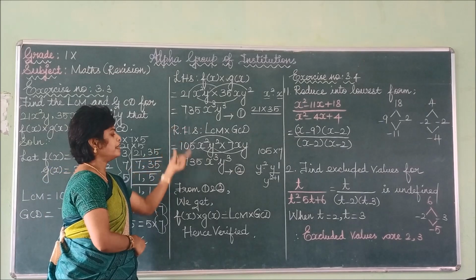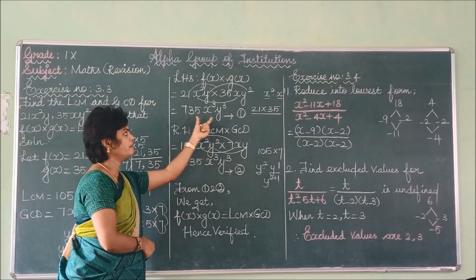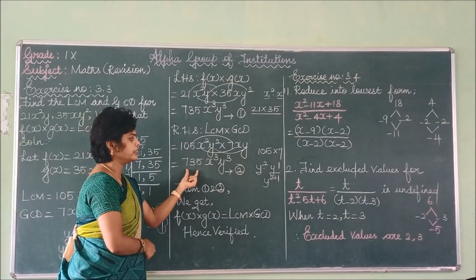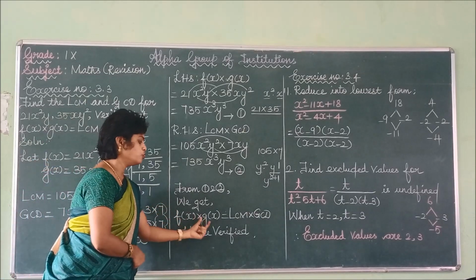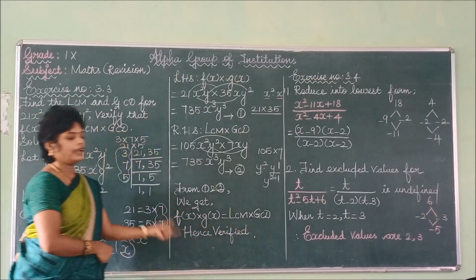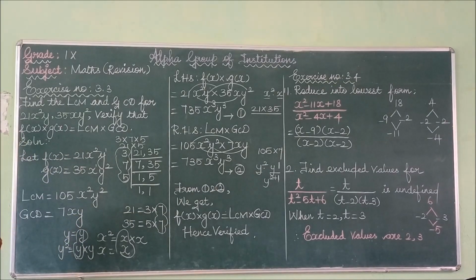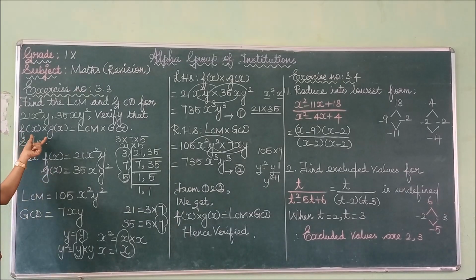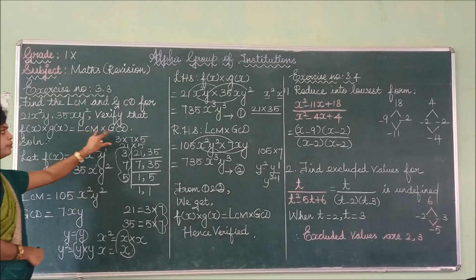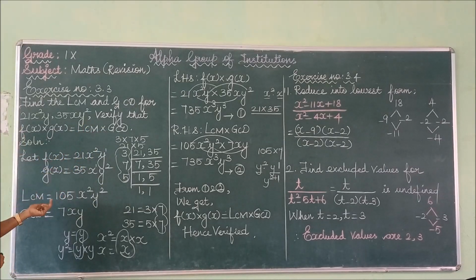So look at the left hand side and right hand side. Left hand side is 735 x cube y cube and right hand side is also 735 x cube y cube. From this we can simply say f of x into g of x is equal to LCM into GCD. Hence it is verified. If they ask you in the 1 mark or 2 mark question simply to find the LCM and GCD, you can find only the LCM using the method and the GCD using this method. But in the 5 mark question, if you have to verify the condition, first you have to find f of x into g of x, which is equal to LCM into GCD. So f of x and g of x are already given in the question. LCM and GCD you have to find out. After that you can verify this one.